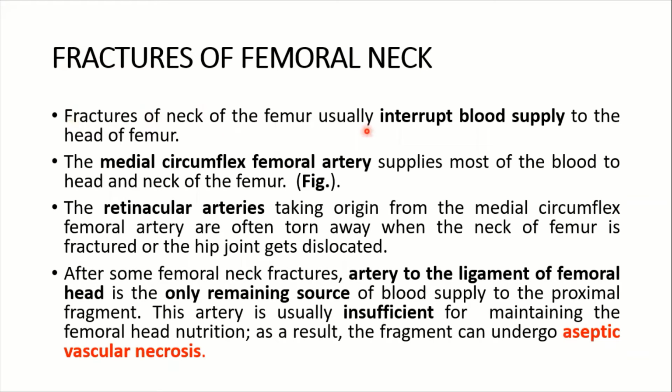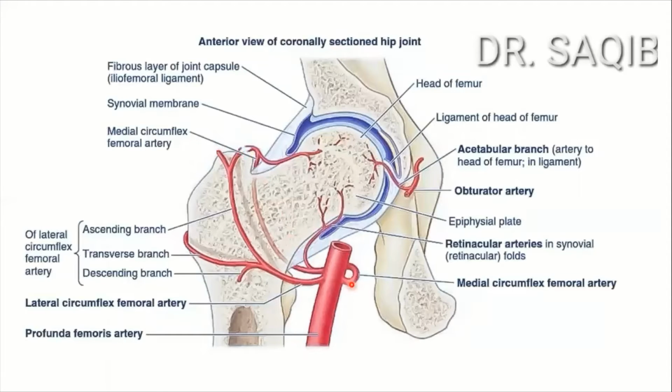So fractures of the neck of the femur usually interrupt blood supply to the head of the femur. So you could see the arteries responsible. This is the medial circumflex femoral artery, this over here, right? I already discussed with you in the previous lectures blood supply of this hip joint, right? So medial circumflex femoral artery, it supplies these retinacular arteries to this portion of the neck here, and this is the ligament of the head of the femur, and here lies the articular branch artery to the head of the femur in the ligament, right? This.